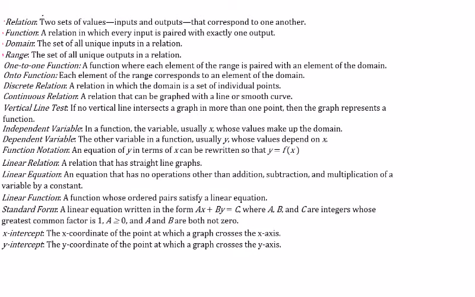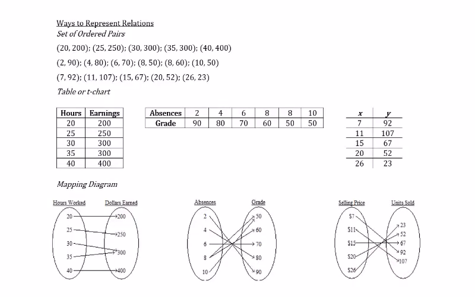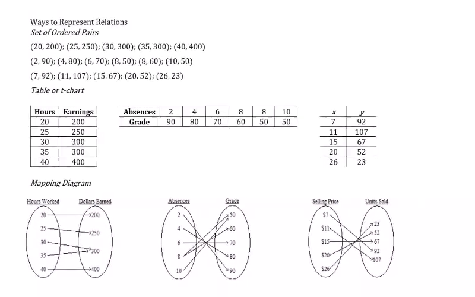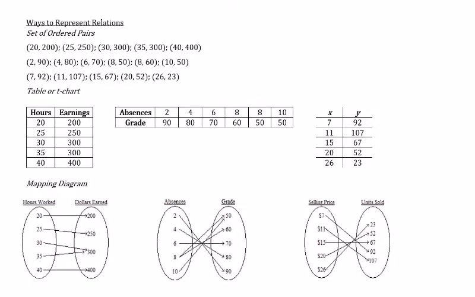Okay. All right. So coming back to here, there's different ways of representing relationships. So remember that relations are just pairs of numbers, right? Or sets of numbers that relate with one another or correspond with one another in a certain way. So I have some different examples here because these can be from any walk of life. Like I have here hours and earnings. So that could be your job, right? How many hours you work versus how much money you make. Absences versus your grade, right? How many absences do you have in class versus what's your overall grade?